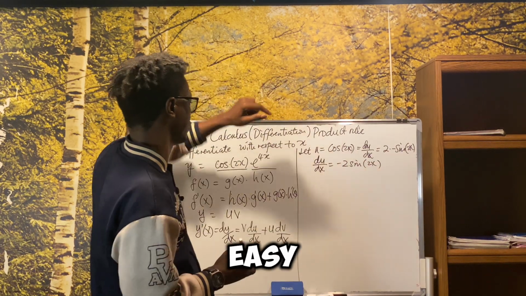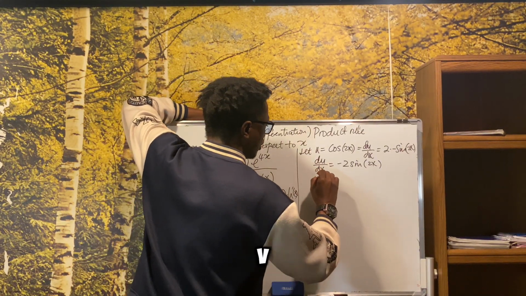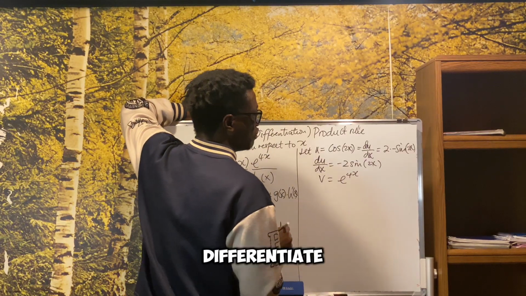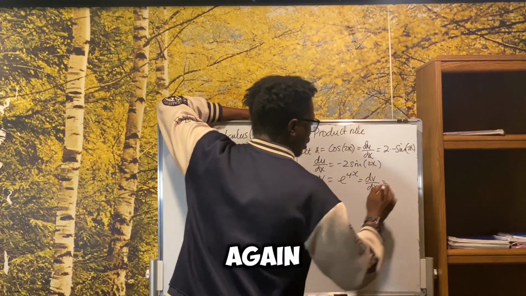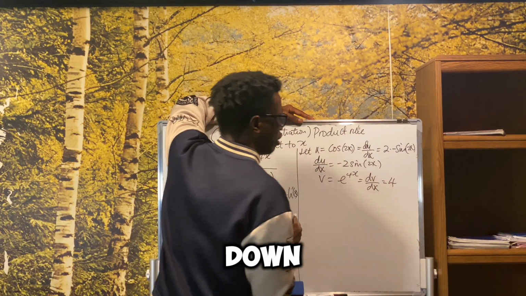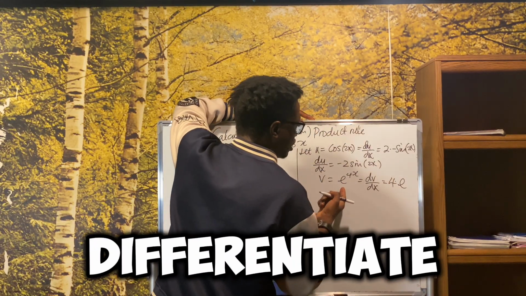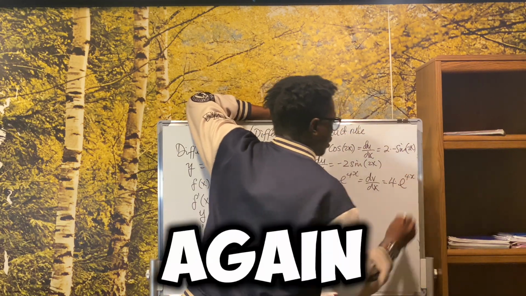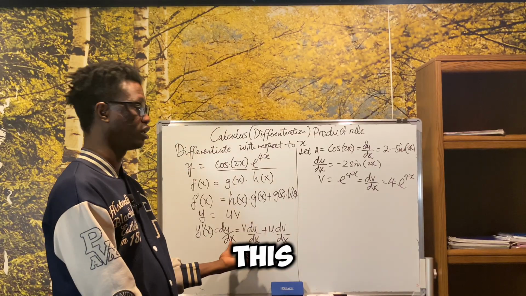Okay, easy. Now you take the other function, so you have v to be e raised to the power 4x. Now you differentiate this one, so dv over dx, again you differentiate the power. If you differentiate, this becomes 4, so you bring that 4 down. Now you differentiate the whole of this function multiplied by e raised to, when you differentiate e raised to any power, it's just e raised to that. So e raised to the power 4x again. Now once you've done your differentiations, you just apply this formula.